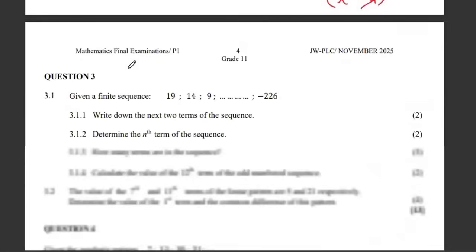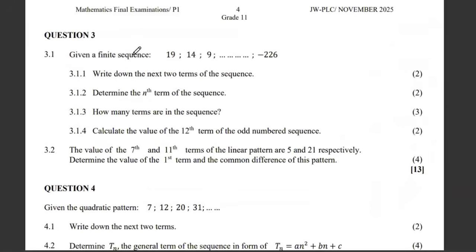All right, then question number 3, which is the number patterns, is telling us that given the finite sequence, a sequence that comes to an end, write down the next 2 terms. So if this is a 19, we are subtracting a 5. We are subtracting a 5, which means you minus a 5, we're going to end up with a 4. You minus a 5, you're going to get a negative 1.